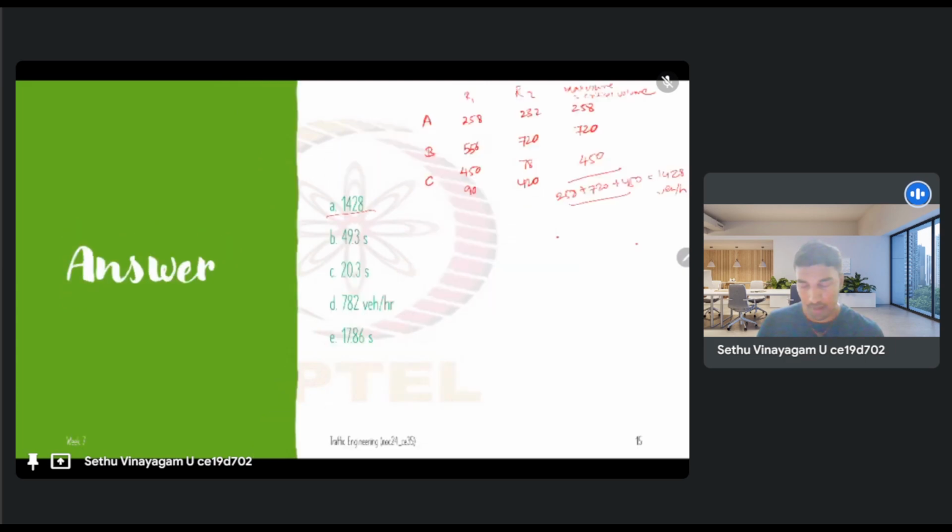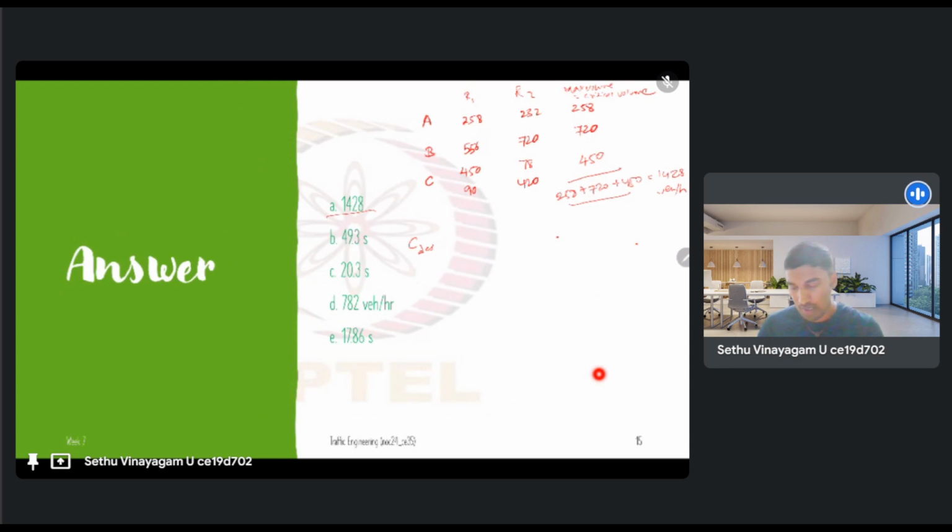Okay, so here we have to find a desired cycle length for a given target V by C ratio. Here we are not looking at Webster's method that gives you the optimal cycle length, meaning the cycle length which produces the least delay. Our objective is different. Our objective is to attain a given V by C ratio, not to get the least delay, so we cannot use Webster's method for that.